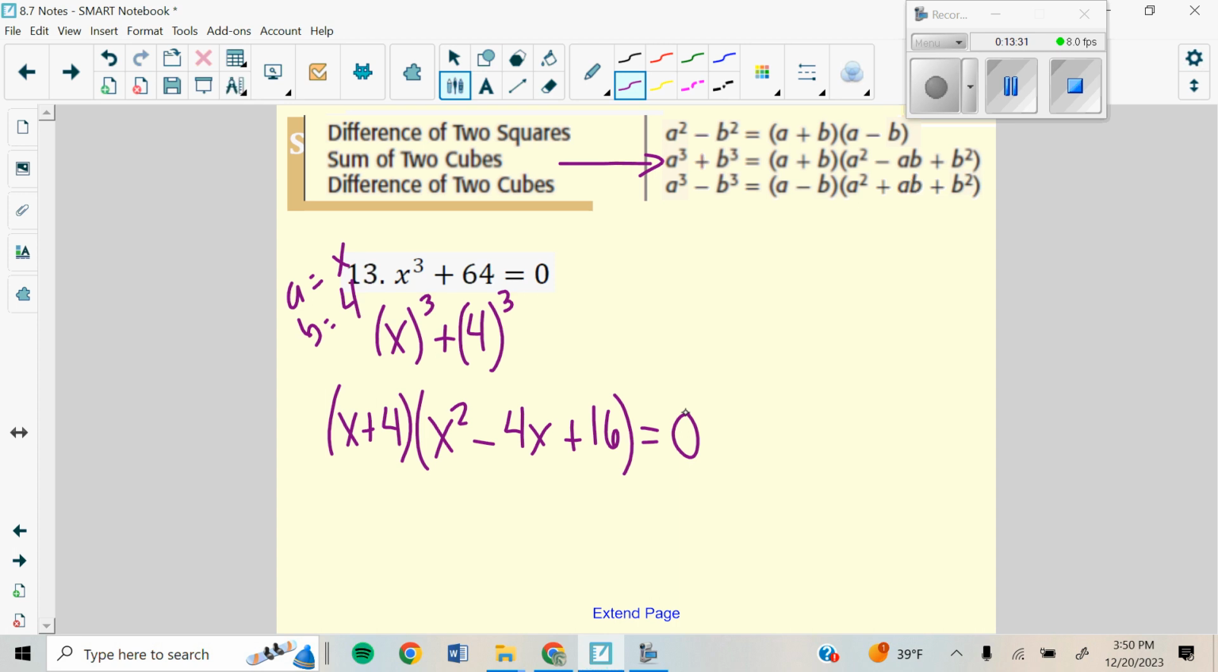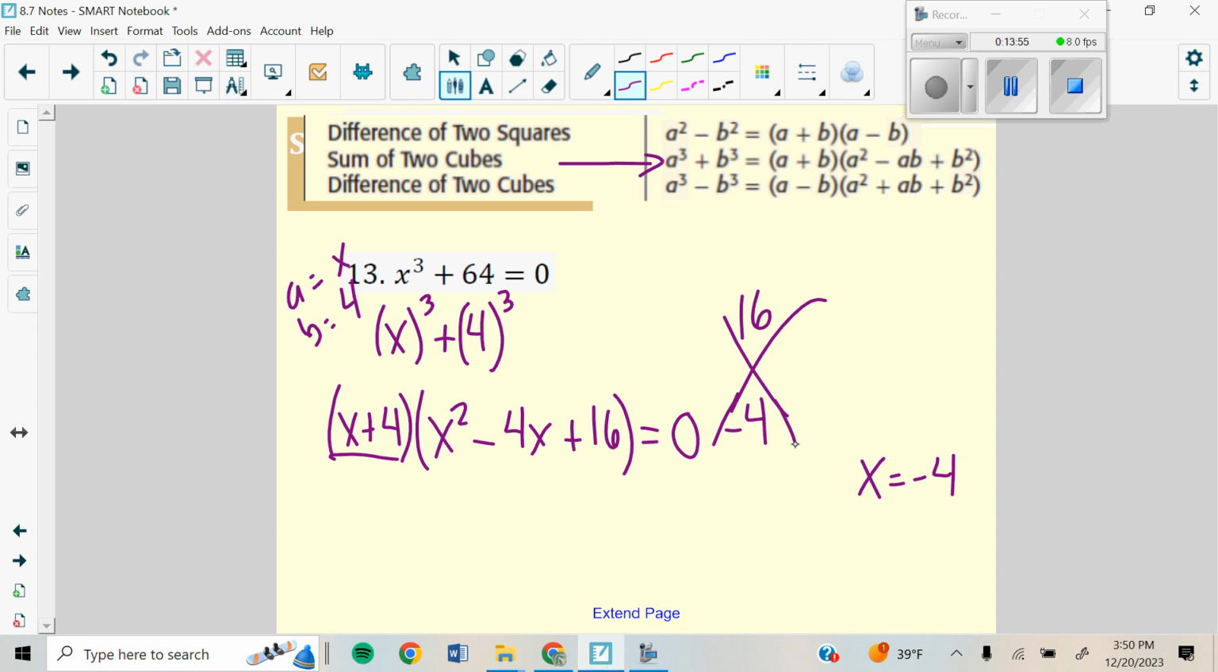So the first part, this one's easy. We can solve that. x equals negative 4. I'm going to jot it down over here. So the next one, that trinomial, let's see here. Can we find anything that multiplies to positive 16 and adds to negative 4? 1 and 16 doesn't work. 2 and 8 doesn't work. And 4 and 4 doesn't work.